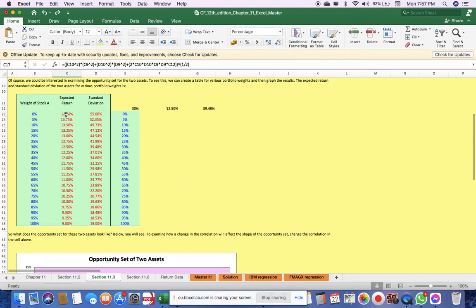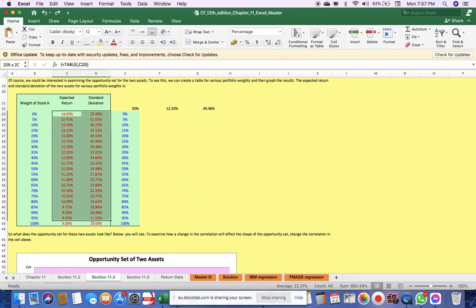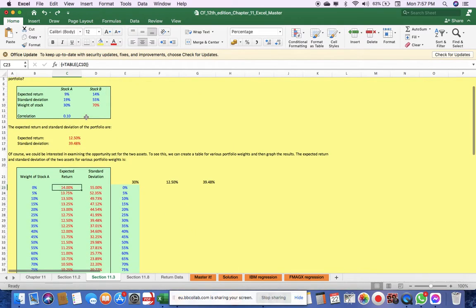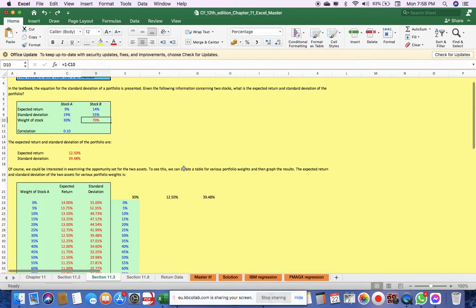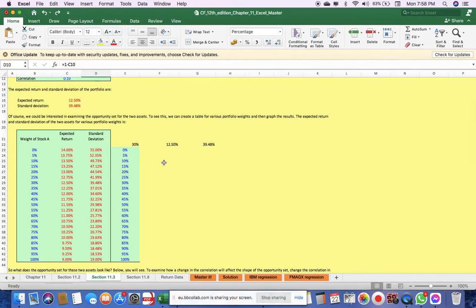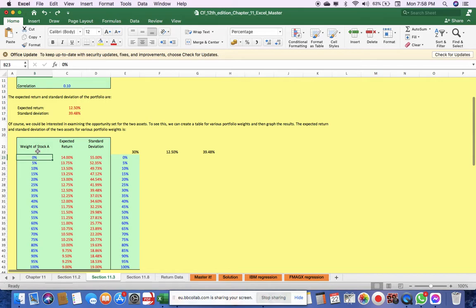Now, you see the author has used the data table function here. What has he done? He has calculated these two things: the expected return of a portfolio having 30% stock A and 70% stock B. Now, let us change the weights. Stock A's weight, let us change from 0%, that means 0% stock A, 100% stock B.